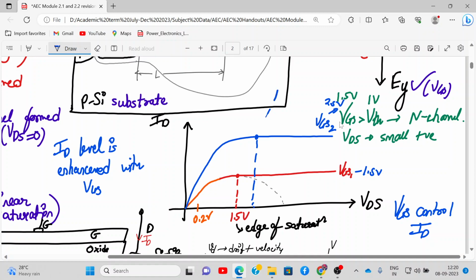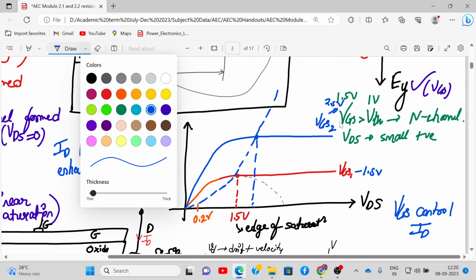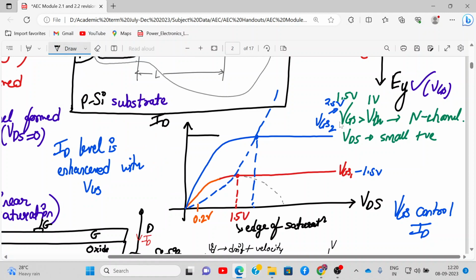So in this curve, how will you differentiate which is my region? This is my linear region. This is the VGS minus VT curve. In the first case, VGS is 1.5 and VT is, let's say, 1 volt. So it will be 0.5, very, very small. So this is called the linear region.